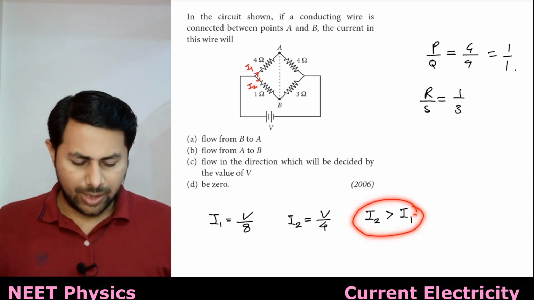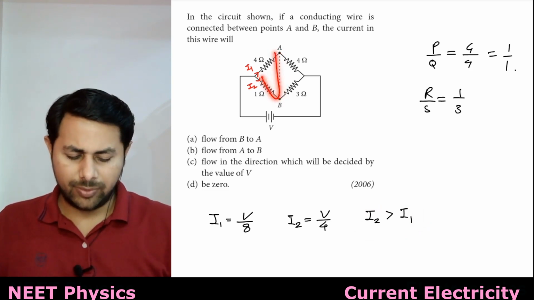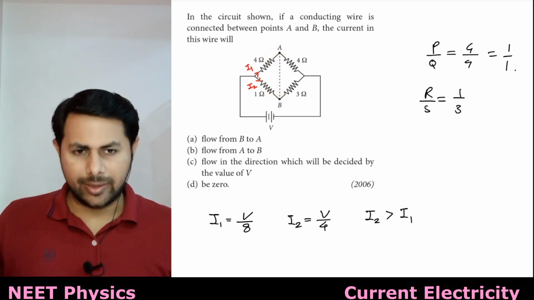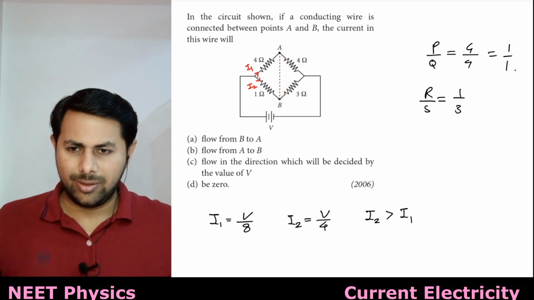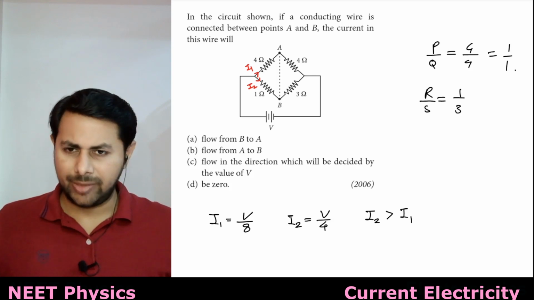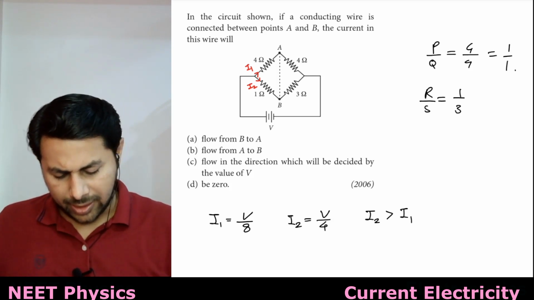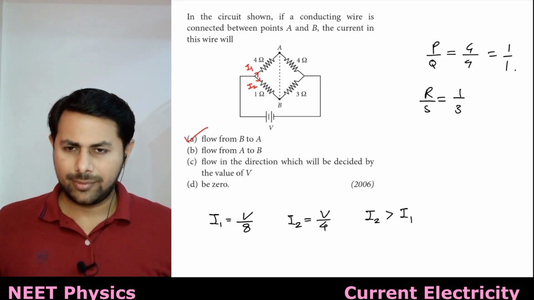Right? So how will the current flow if you connect these two? From here to here, from A to B or B to A? B to A, right? It will flow from B to A. Okay. It will flow from B to A, right? So the answer is current will flow from B to A. Okay, so this is one way of understanding this.